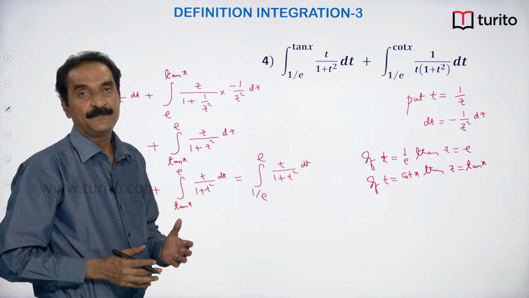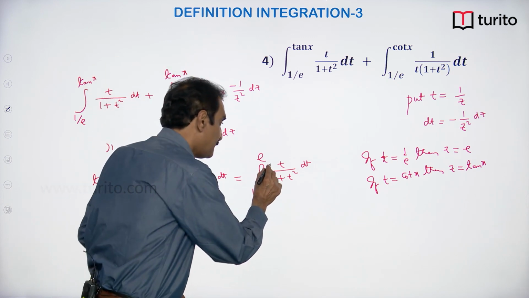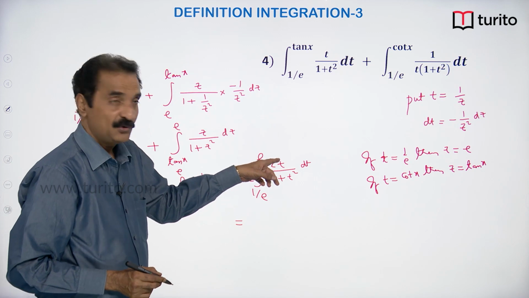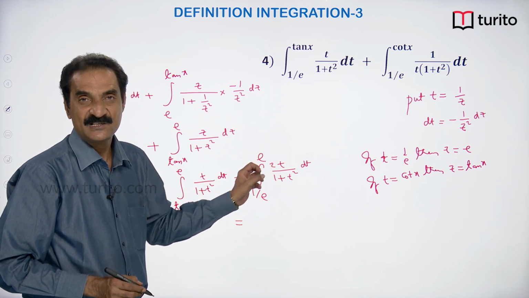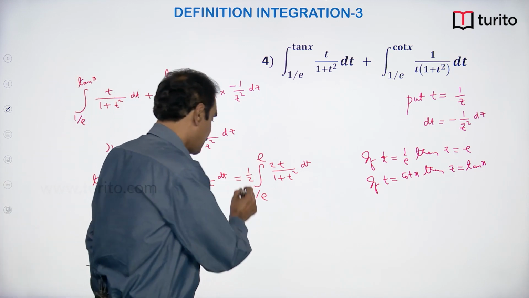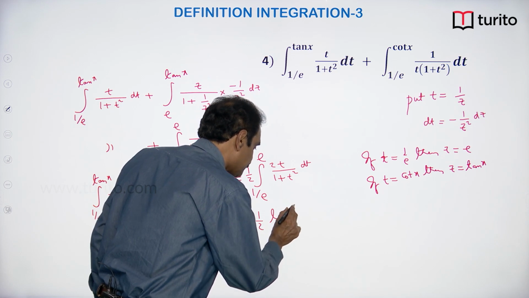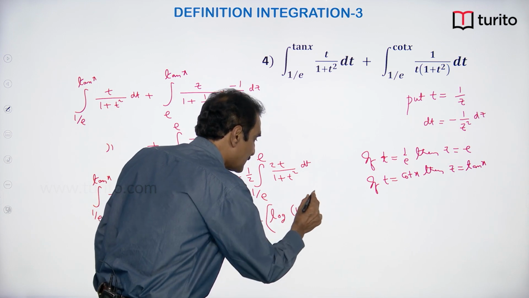Now, how to integrate? The derivative of 1 plus t square is 2t. So, if you multiply by 2 and divide by 2, the numerator is the derivative of the denominator. So, using our formula, integral f dash x by f x is log mod f x. This will be half log 1 plus t square. Now, we have to substitute the limits.